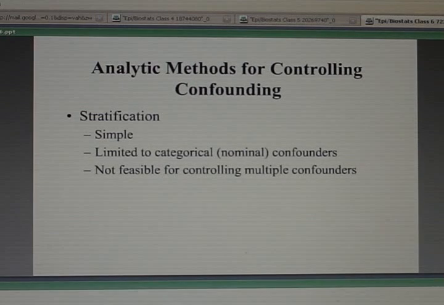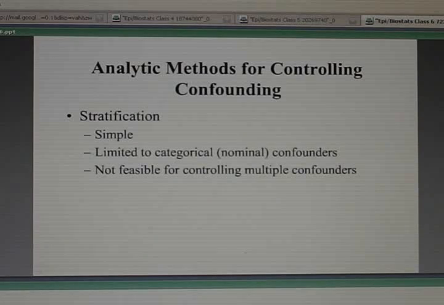It's limited to begin with gender. You're either a male or a female, or you have to make continuous confounders into categories. For example, you'd have to take age and break it up into young age, middle age, old age to make similar age subgroups. Because stratification involves putting people into subgroups. As a result, stratification is not very feasible for controlling many confounders.